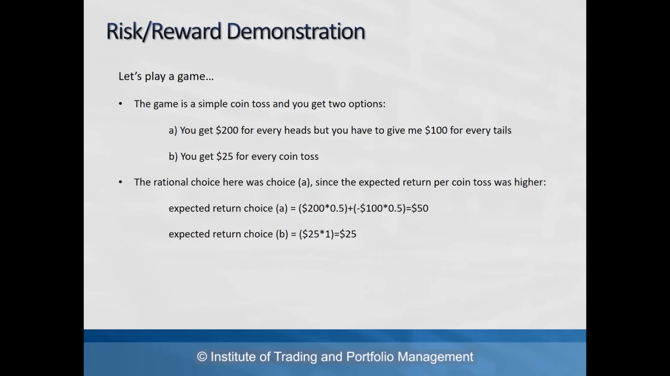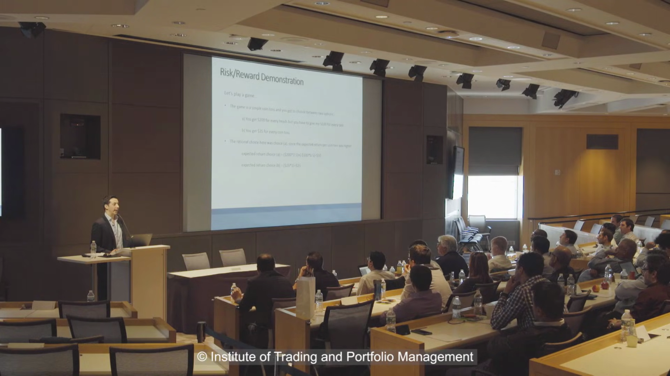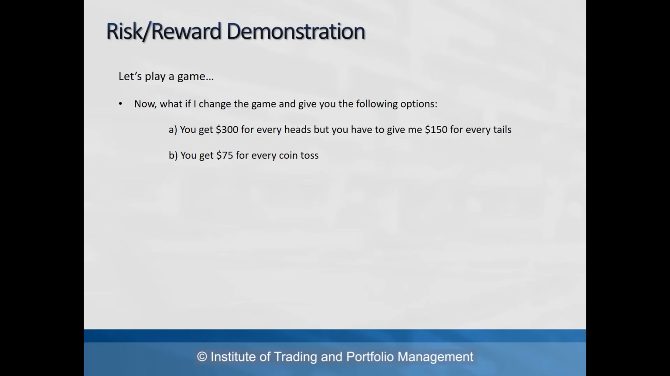Now, what if I change the game slightly, and this time give you two new options? Okay, option A, you get $300 for every heads, but you give me $150 for every tails. Or you can have option B, you get $75 for every coin toss. So again, I'll leave you for a couple of moments to think about it, and then show of hands, we'll go through the answers.